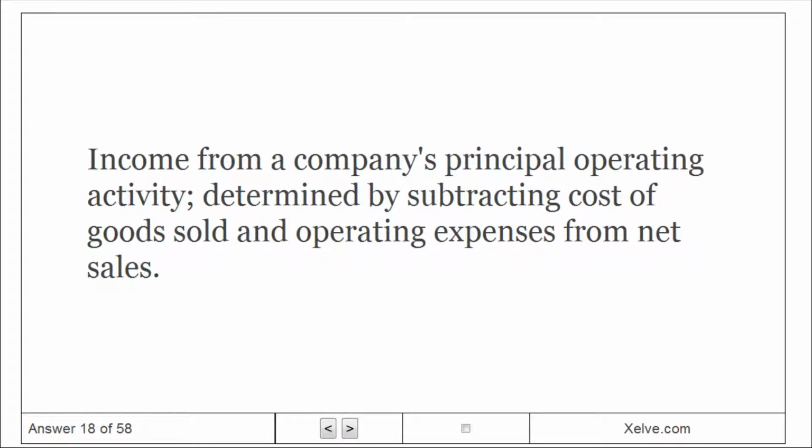Multiple-step income statement. An income statement that shows several steps in determining net income. Income from operations. Income from a company's principal operating activity, determined by subtracting cost of goods sold and operating expenses from net sales.